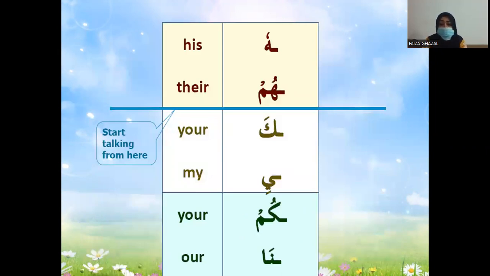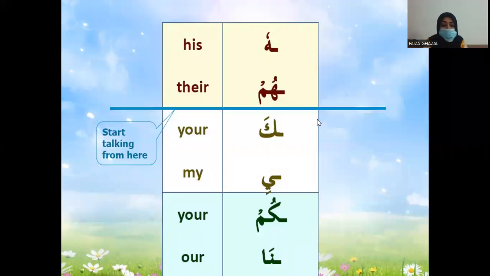These are extended pronouns, so we'll just do the table fast. Hu is used for his, male. We'll point with one finger. This is the third person, singular male. Then hum, theirs. For hum we use all four fingers. Ka is you, your. Ya is me, my. Kum is your, all of you, and na is ours.